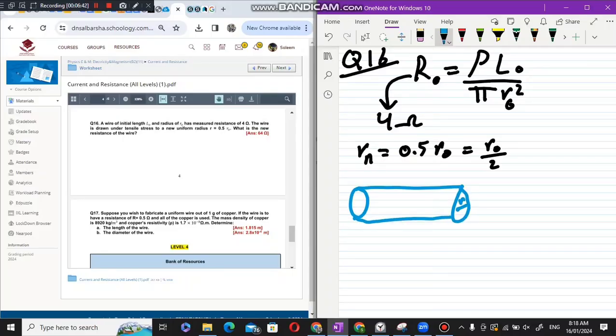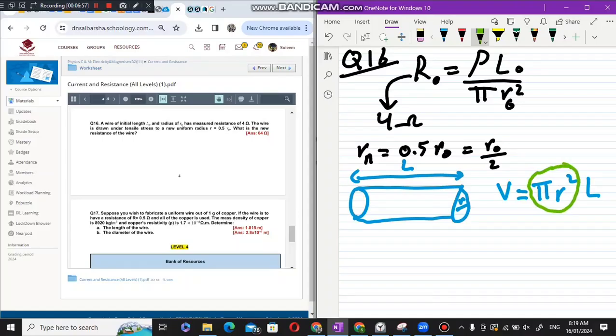So here we have the radius, and here we have the length of the cylinder. The volume of the cylinder is usually given by this equation: pi times R squared times L. As you notice, it is the base area multiplied by length. So we'll do the following.